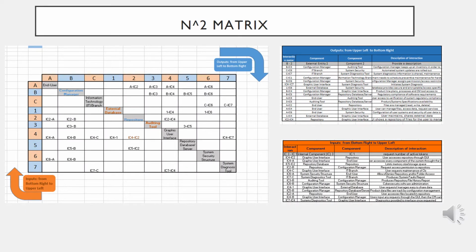How do you read an N-squared matrix? You have to start listing the system components in a diagonal line. The interaction of these component entities flows clockwise. For example, by the interaction name of A-ICT, you have the external entity of end user and component repository, which gives you the opportunity to manage files if you want to read, write, or delete them.